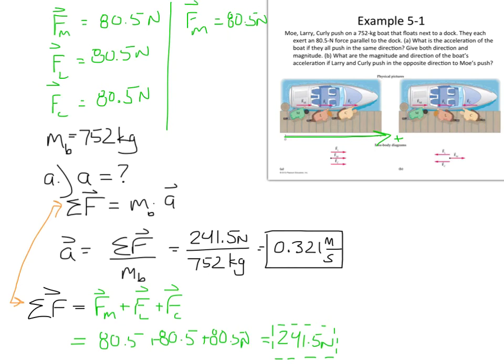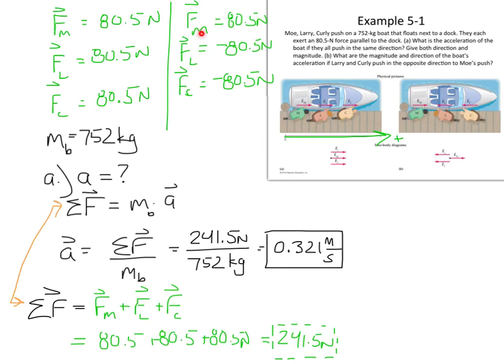However, Larry and Curly are working against him. The guy with red hair and the bald guy. So we're going to say the force from Larry is going to be negative 80.5 newtons, as is the force from Curly. Negative 80.5 newtons. So when we add up our net force, that is the sum of all these component forces, we're going to get something very, very different.